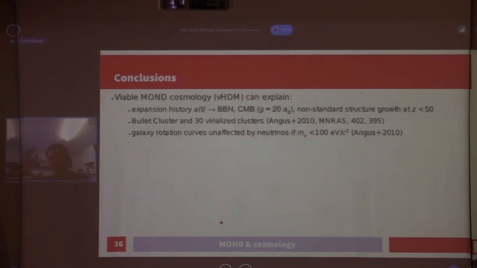So just to show you my conclusions then, in MOND we can explain the overall expansion history, the anisotropies in the cosmic background radiation, also evidence for rapid growth of structure at high redshift, some of the very massive high redshift galaxies, including at redshift 13, a couple we found recently. We can explain the dynamics of galaxy clusters such as the Bullet cluster and also virialized galaxy clusters, perhaps using sterile neutrinos. But these don't affect the galaxy rotation curves, provided the sterile neutrinos are not too massive.